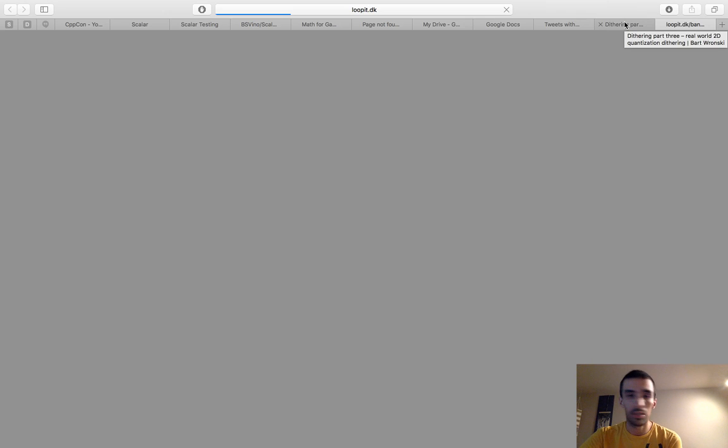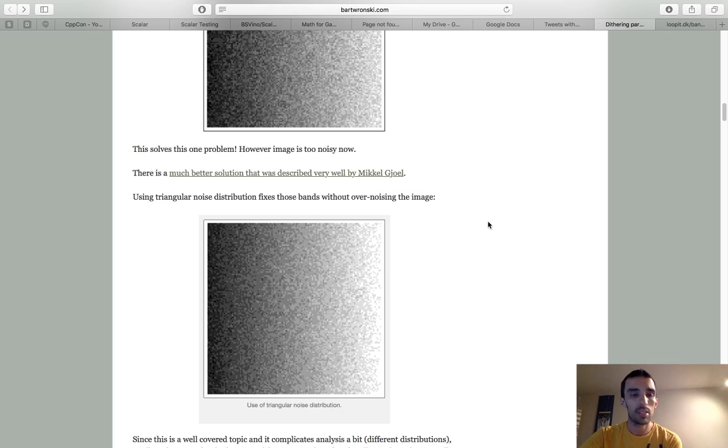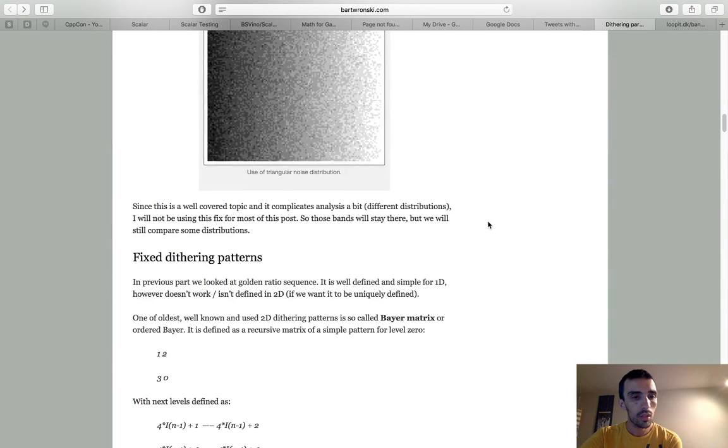Triangular noise distribution. Well, that's taking a while to load. Since this is a well-covered topic, it complicates analysis a bit. There are a lot of different distributions. I'll not be using this fix for most of the posts, so the bands will stay there.